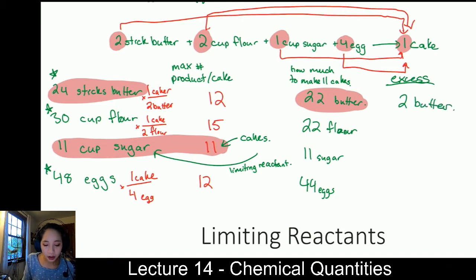If we look at flour, we used 22 cups of flour. We started with 30, so we should have 8 cups of flour left over. Sugar: see how we needed 11 cups of sugar. We started with 11 cups of sugar, so that actually runs out.